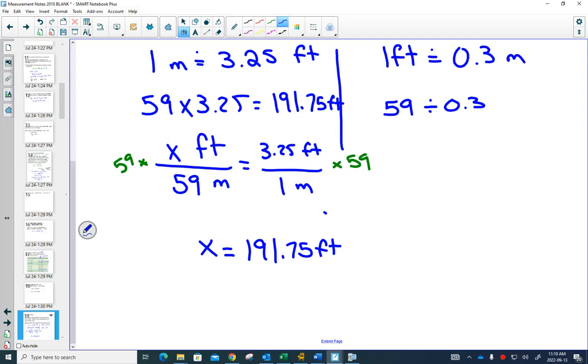So if I take out my answer, 59 divided by 0.3, 196.67. That's actually a fairly big difference, right? 5 feet is about this big. That's how much different the answer is because we didn't use an exact value.